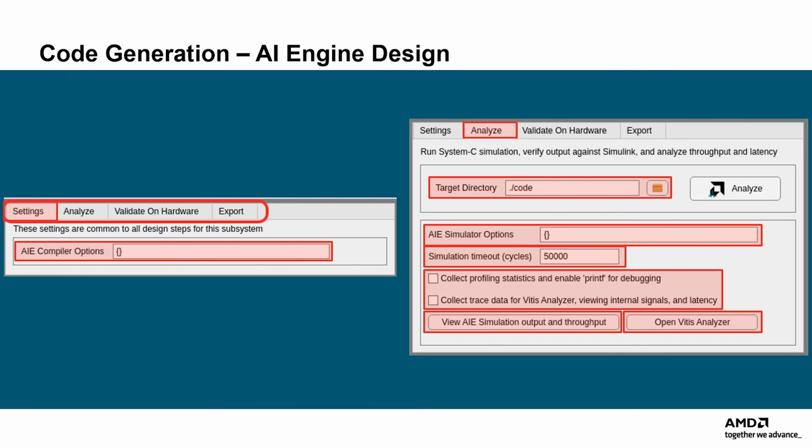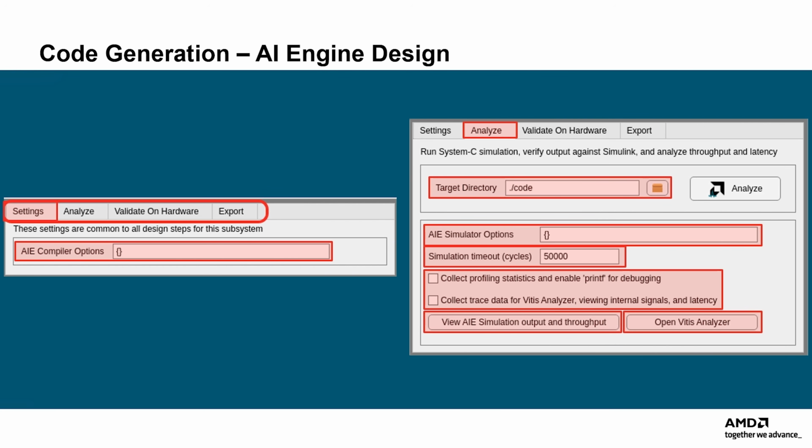The Analyze tab includes the following options. Target directory specifies the work directory for performing the actions in the tab. AIE Simulator Options provides the ability to pass additional command line options to the AI Engine simulator. The Simulation Timeout option, when enabled, specifies the number of cycles for which AIE simulation is run. The Collect Trace Data for Vitis Analyzer, viewing internal signals and latency option, when enabled, collects trace data for signals within the AI Engine design to be viewed in the Vitis Analyzer or the Simulation Data Inspector.